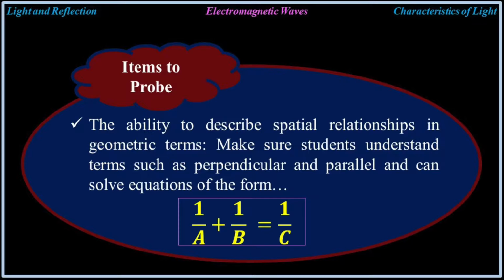Items to probe. The ability to describe spatial relationships in geometric terms. Make sure students understand terms such as perpendicular and parallel, and can solve equations of the form 1 over a plus 1 over b equals 1 over c, where you're actually going to solve for c. Take the reciprocal of the answer to 1 over b plus 1 over a.